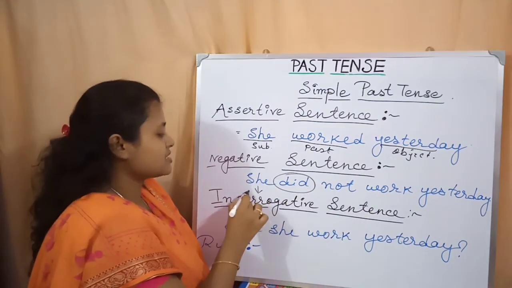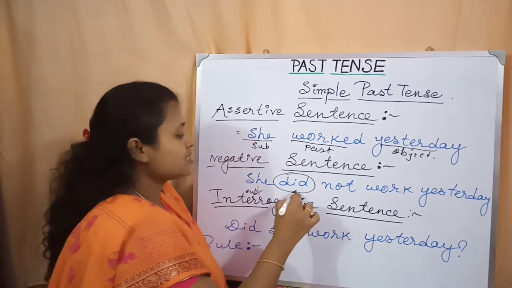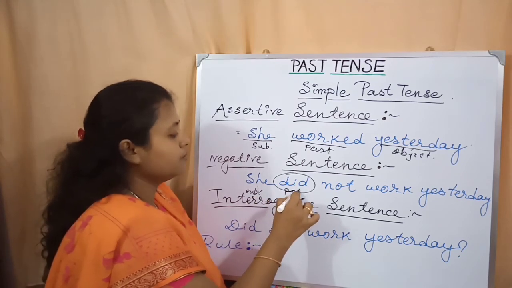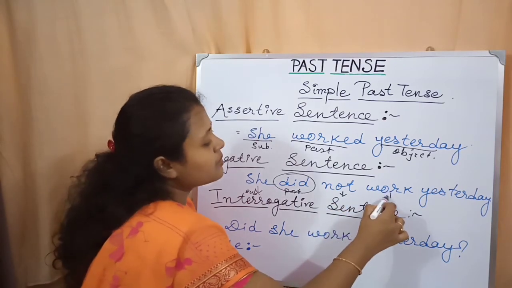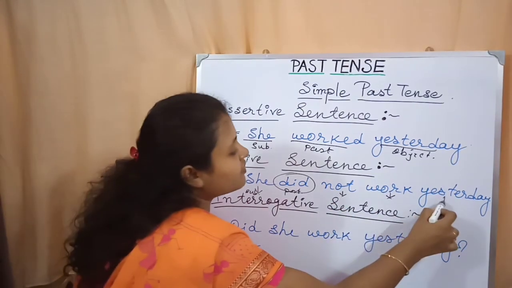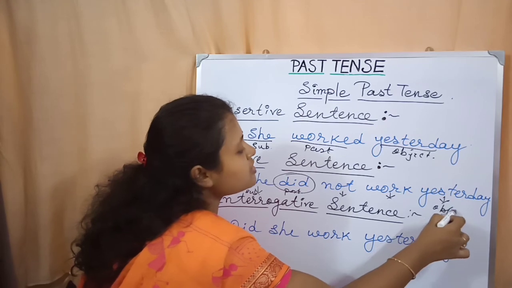So she, it is the subject. Did is the past form of the verb. Then not is added. After that the present form of the verb, and after that the object.